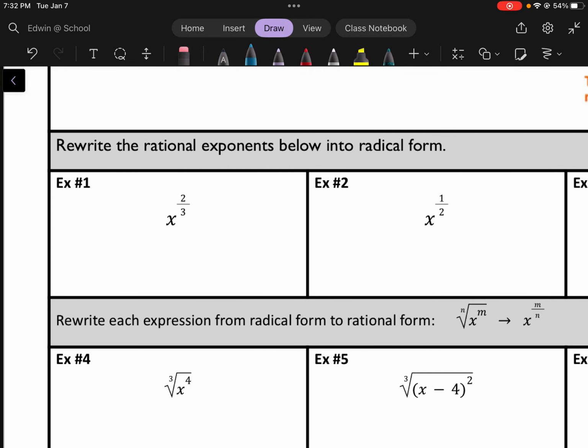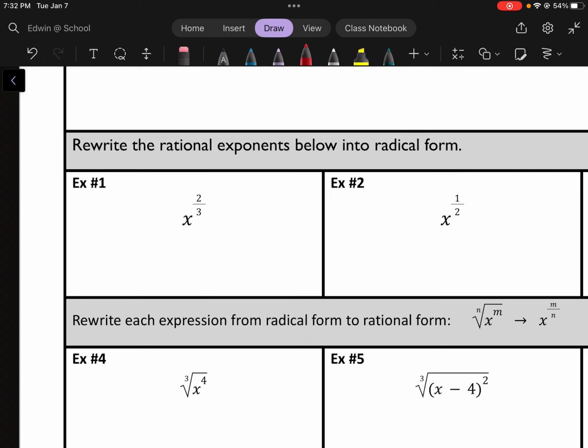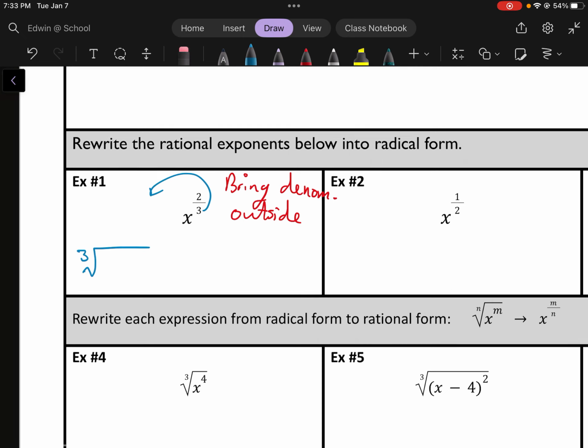So if we look at this first one, we have x to the power of 2 divided by 3. So the first step is always going to be to bring the denominator, depending on where it is, either outside or inside. But here we have to bring it outside. That means the 3 comes out, so now we have the radical, and that's the 3 that came out. The thing that's left over is the square, so we have a little 2 right there, so that's what comes out.